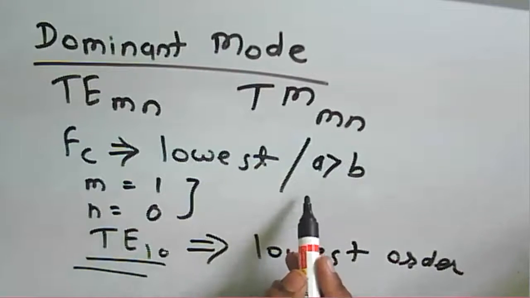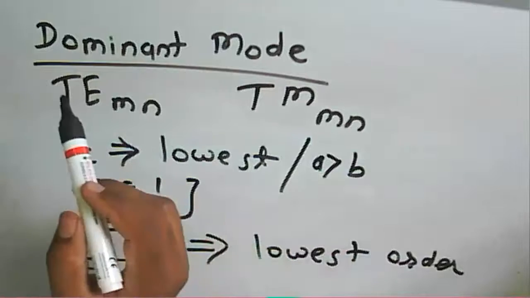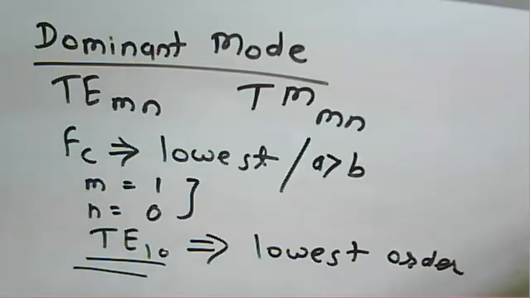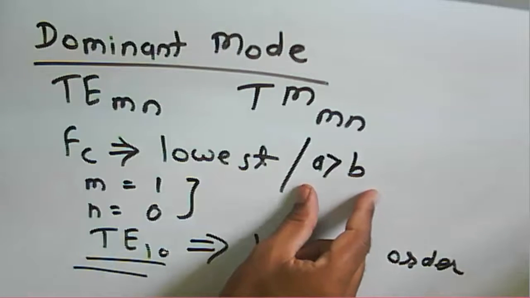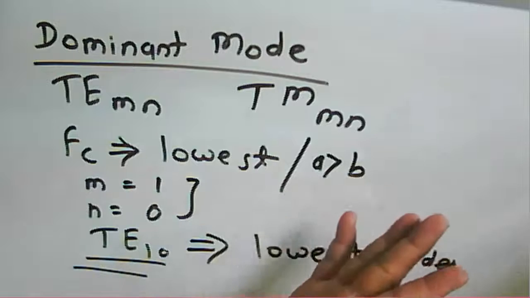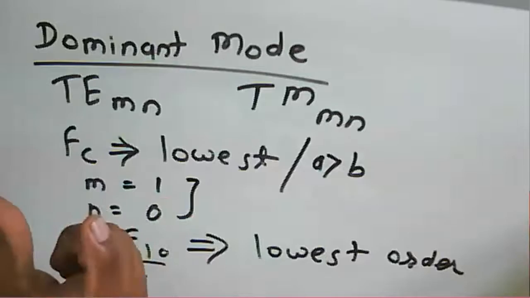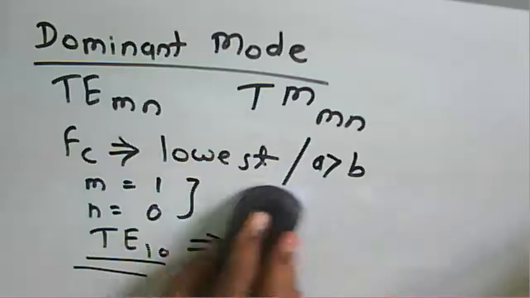So in this case, A is always greater than B. Generally, we will get the lowest cutoff frequency when this condition A is greater than B holds, because that is about the rectangular waveguide, where the width has to be higher. That's why A is greater than B. So that is about the dominant mode.